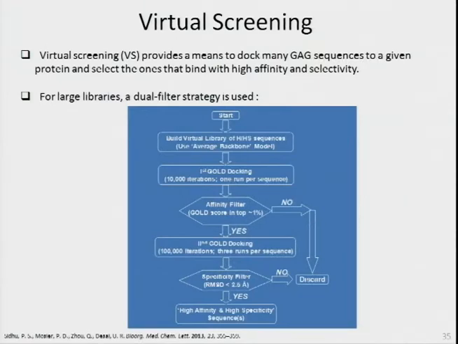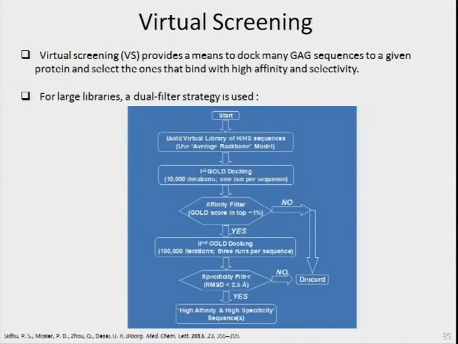Virtual screening does provide a way to dock many GAG sequences to a given protein. It would select the ones that bind with high affinity and selectivity. However, we can't spend a lot of time focused on each and every one, because if we did that, it would take months or years to get through a single library. So we have to have a two-stage strategy where we have 2 separate filters. The first one is kind of quick and dirty.